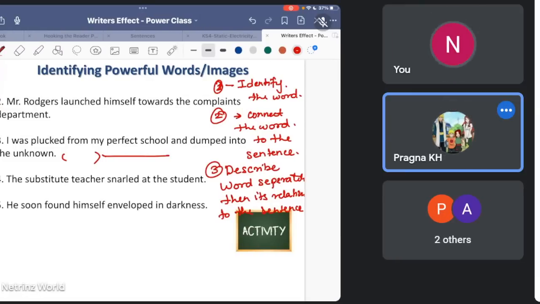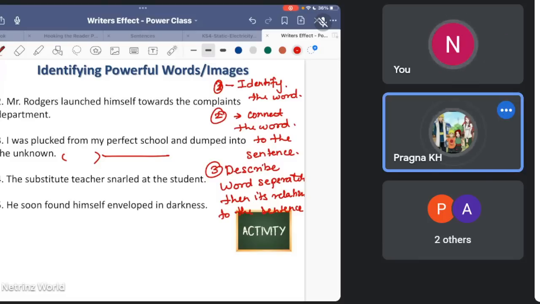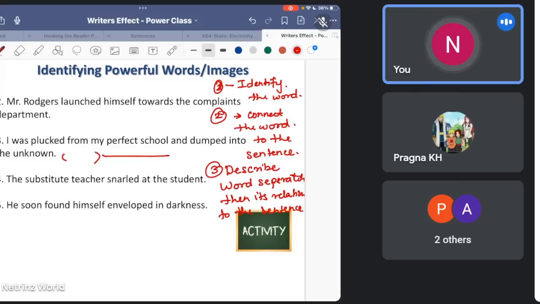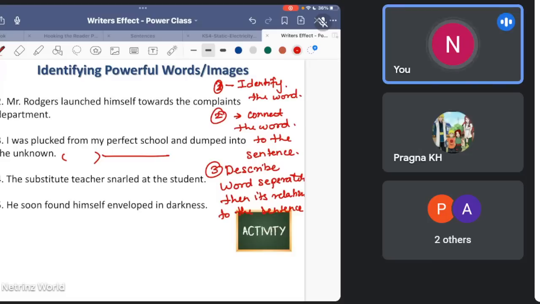So let me start with Pragna. First point, Pragna, you have to always start with the writer uses the word. Here, the word is enveloped. He is not a powerful word over here. You have to talk about the powerful word in the sentence, enveloped. Okay, ma'am. Okay, that is one.